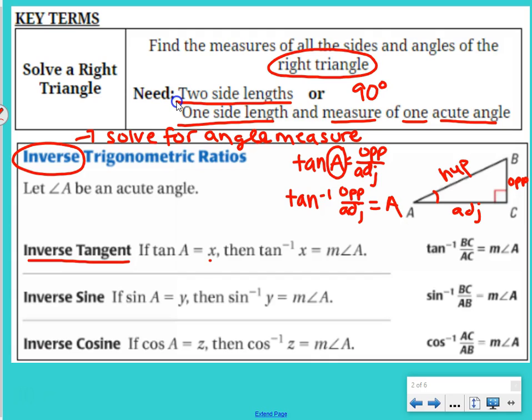Same for inverse of sine and inverse of cosine, except you would use your sine ratio and your cosine ratio. So I think these can be learned a lot better if we just start jumping into the practice piece. We put it into practice.